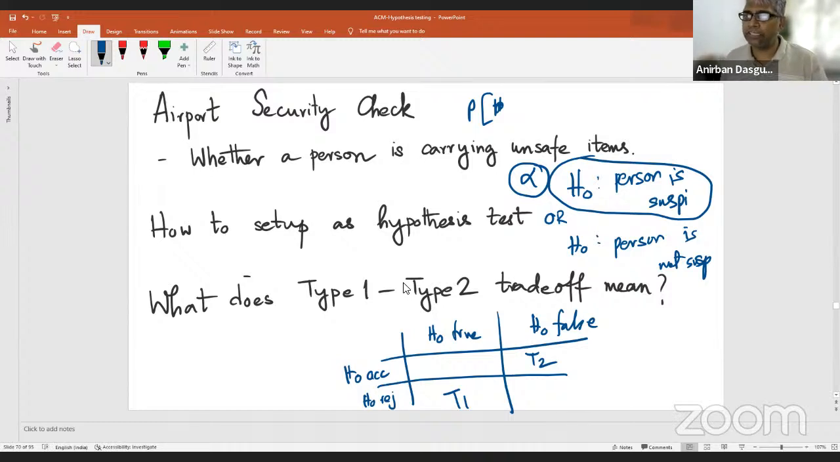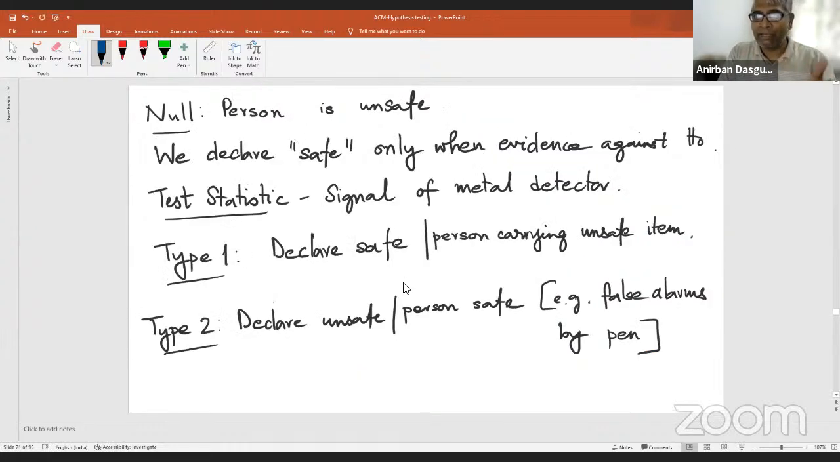I reject X0, which means that I say that a person is not suspicious. My alpha now is the probability that I let a terrorist into the flight. That is my P1, that is my alpha, and that is something I really want hardcore control on. I want to be able to say that the probability that I let a terrorist into the flight is 1 in 1 million. So that's what I really want to control, the type 1 error, because type 2 is hard for me to control. So that's an important way to think about the hypothesis.